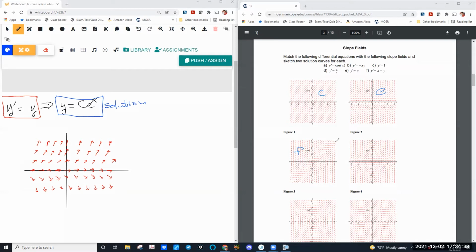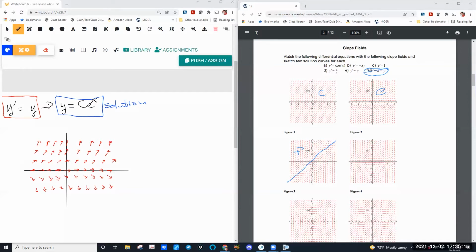Along the line y equals x, which would be that 45-degree line, we have all horizontal lines, which means we have a slope of 0 when y equals x. Well, if we look at this differential equation, when x and y are the same, we're going to get a slope of 0. And also, when x is larger, we're going to have a positive slope. When y is larger, we're going to have a negative slope. So that's why we see down over here and up over here. It creates that really interesting shape. We get some pretty cool images with these.